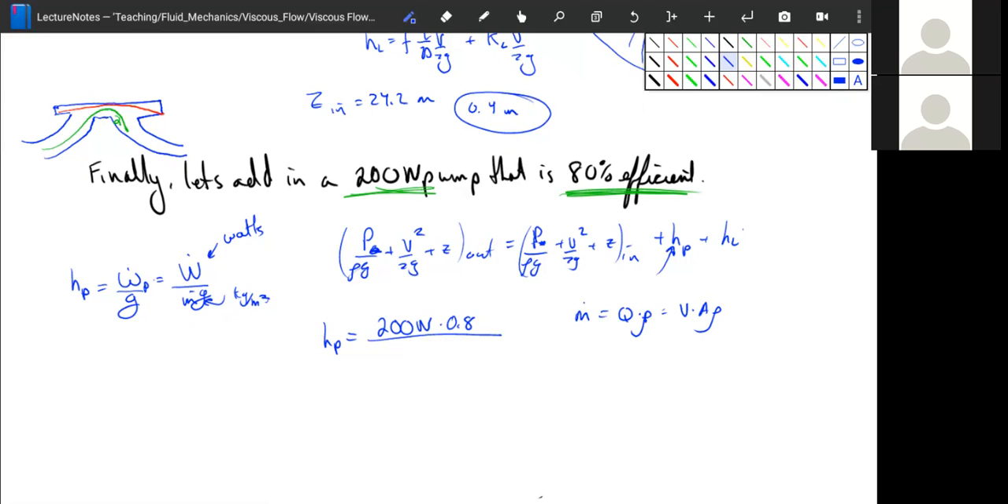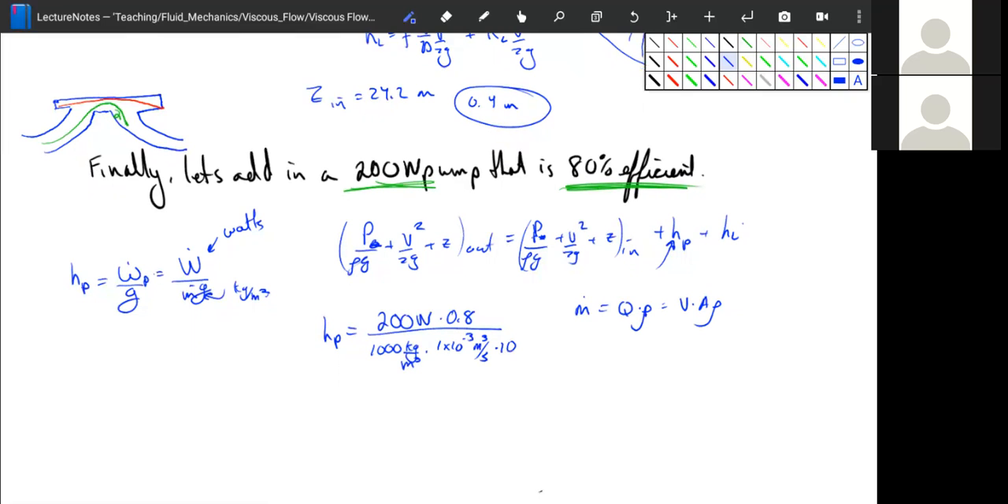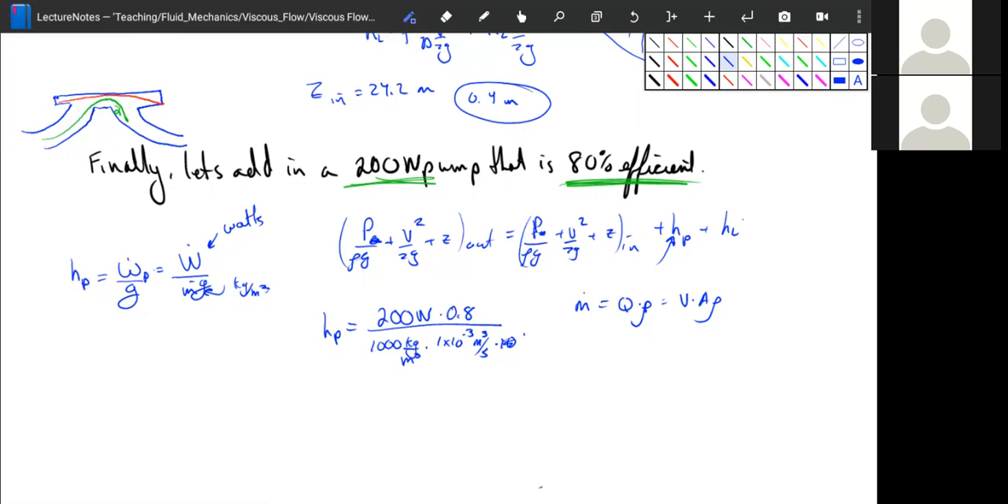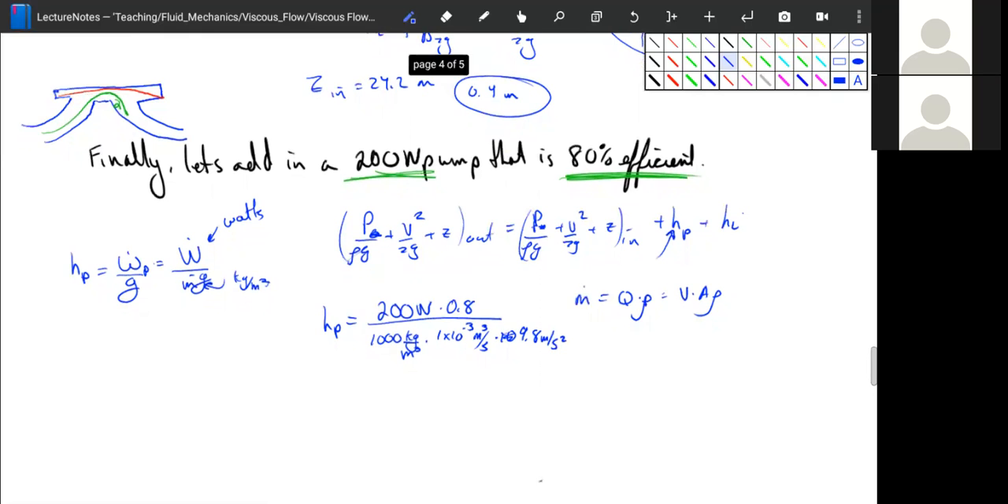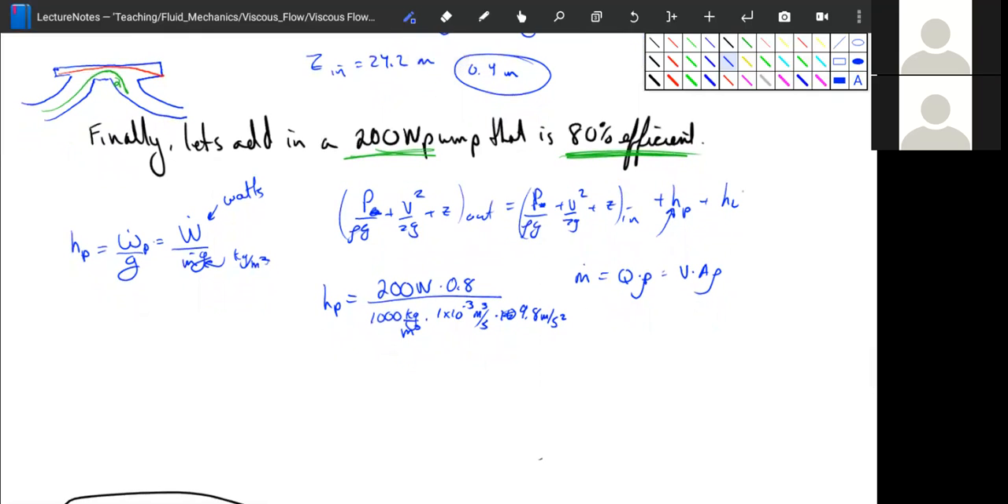So this is 1,000 kilograms per meter cubed times 1 times 10 to the negative third meters cubed per second times 10, I rounded up here, times 9.8 meters per second squared. Great. So when we solve for that, we get that HP is equal to 16 meters, roughly. So HP is adding 16 meters worth of energy into our flow, which is fantastic.